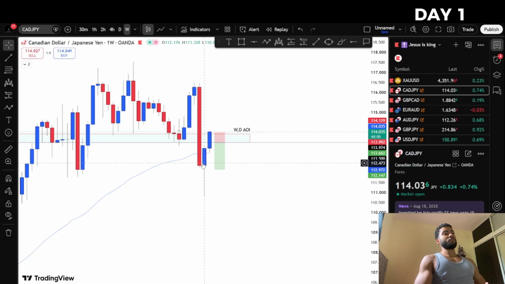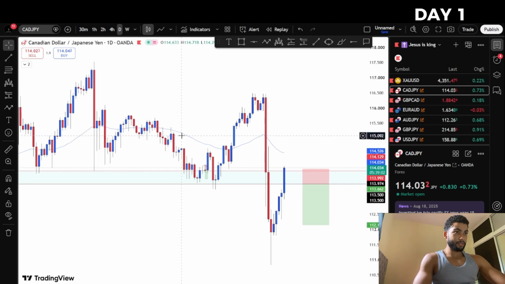Why do I like the head and shoulders? The head and shoulders is a reversal pattern. It means that price is going to shift from bullish to bearish, meaning that price is changing the direction of the market.